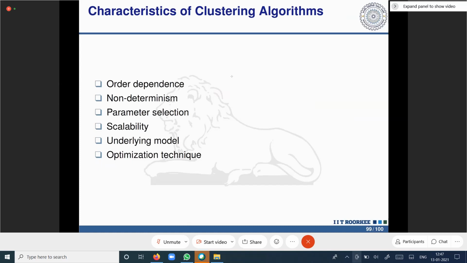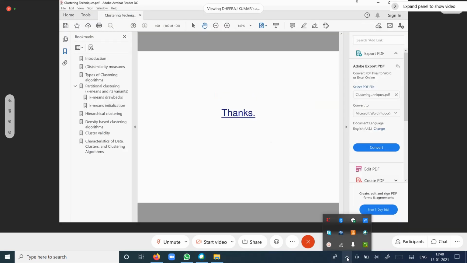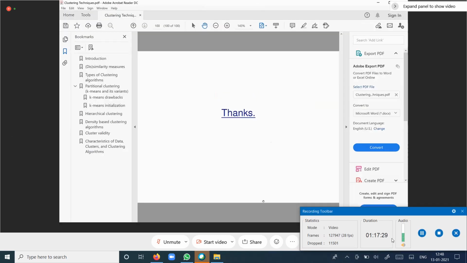And there are various characteristics of clustering algorithms, such as order dependence, like the way in which it processes the data. Non-determinism: is it deterministic or probabilistic? Parameter selection: which parameters to use? Is it scalable, like if you have large data, would it work? What is the model? How does it cluster the data? And what optimization technique is used?